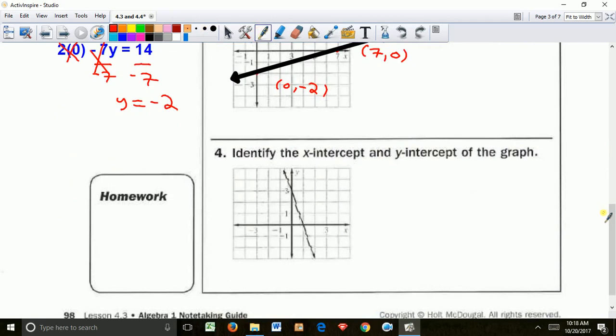Example 4, they just want you to identify the x-intercept and the y-intercept of the graph. At the point (0, 3), there is your y-intercept. And then for your x-intercept, we're at the point (1, 0).